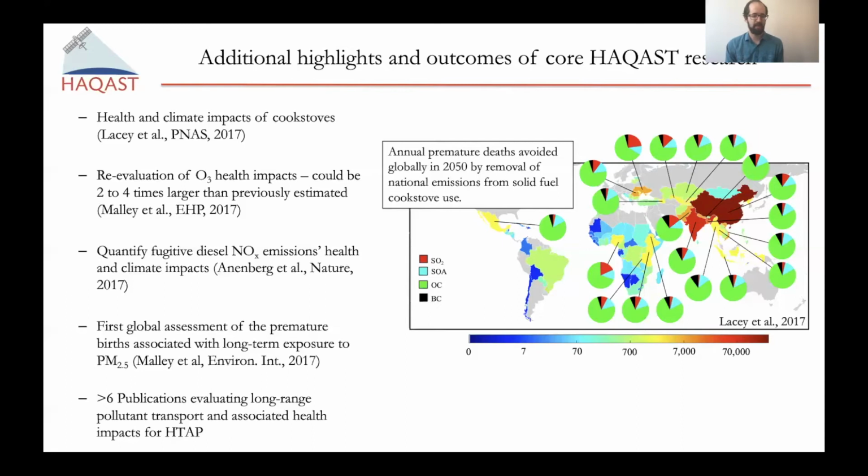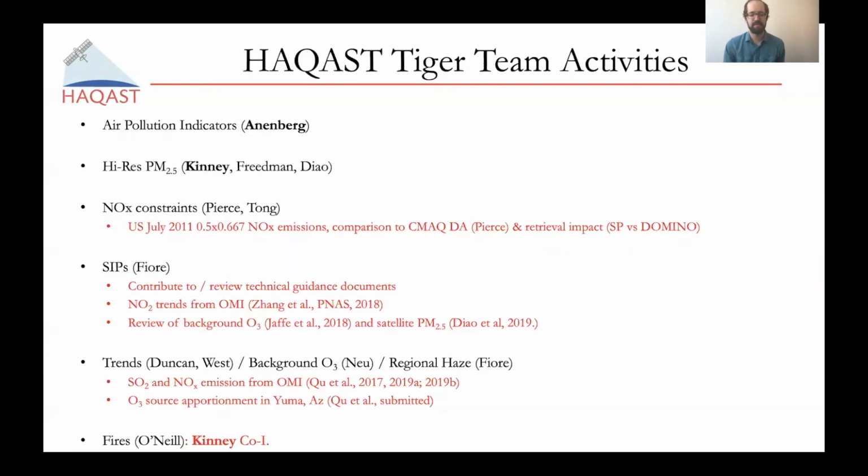In a study led by Chris Malley, we looked at the first global assessment of the premature births associated with long-term exposure to PM2.5. We also contributed to many publications evaluating long-range pollutant transport and associated health impacts as part of the HTAP, Hemispheric Transport of Atmospheric Pollutants project supported by the UN's LRTAP convention. Next, I want to turn things over to our co-investigators, Susan Anenberg and Pat Kinney.